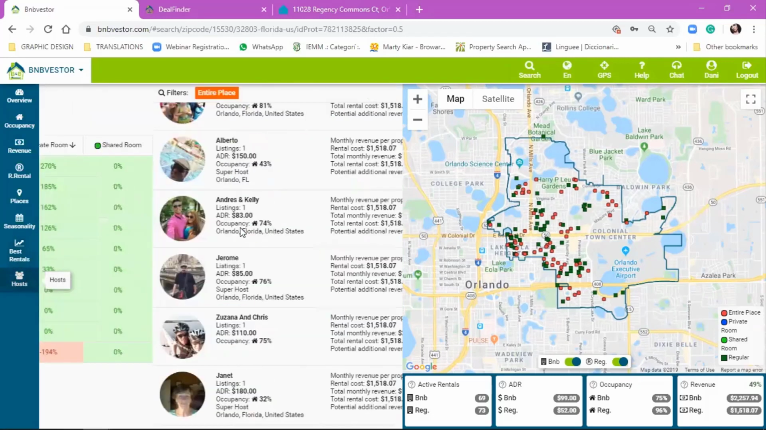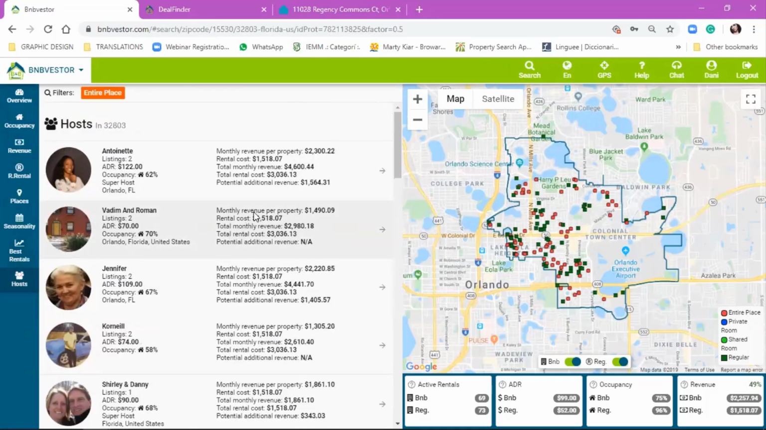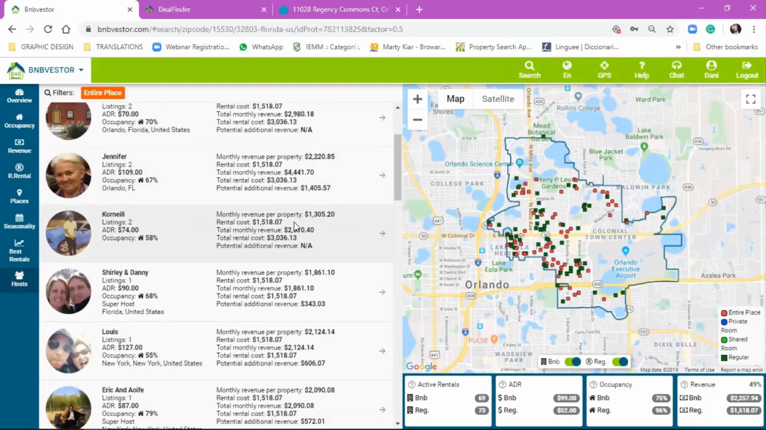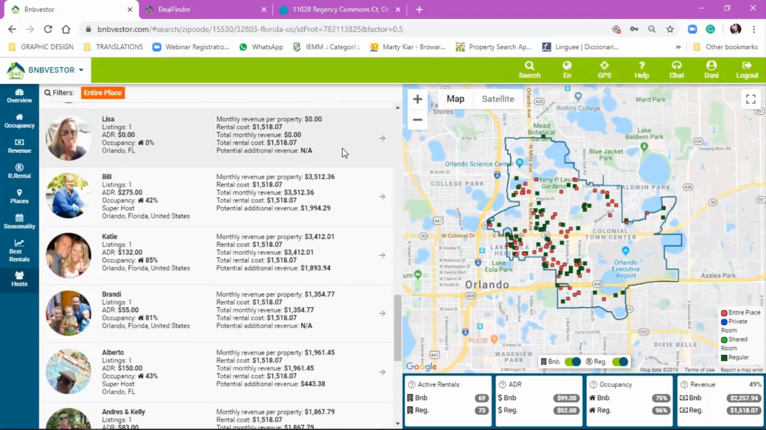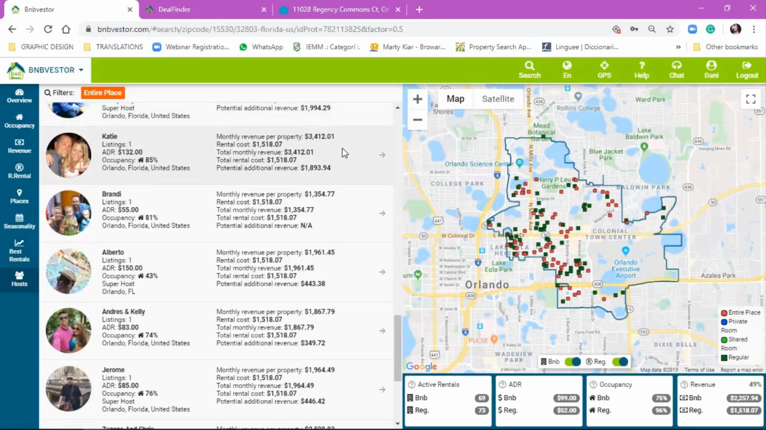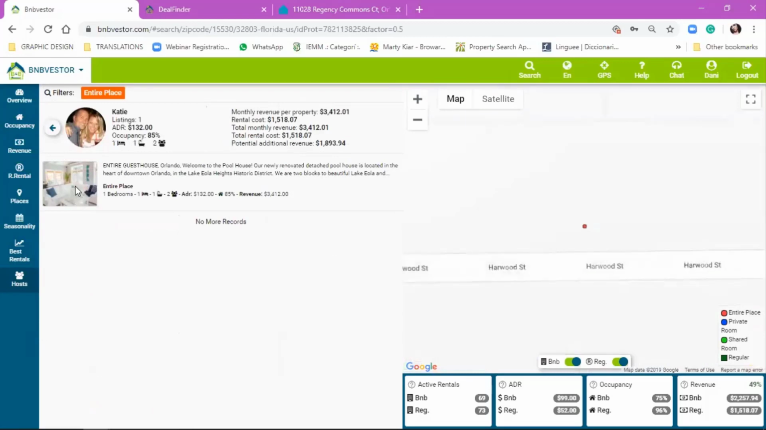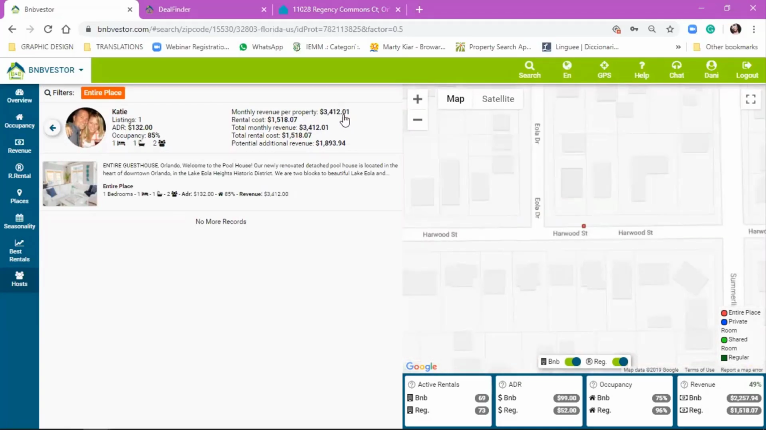Let's take a look at real examples in this area. Okay, look at Katie. Katie has, very neat by the way, Katie has one listing. It's listed for $132 daily, an occupancy of 85%. And it has 1 bed, 1 bath. It has a monthly revenue per property of 3,412. Why does she have that? Because you can see the occupancy rate is high. She has a high occupancy rate of 85%.